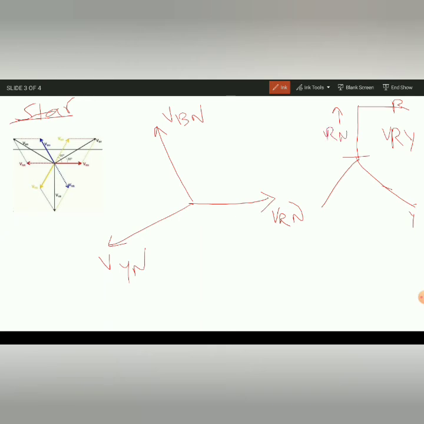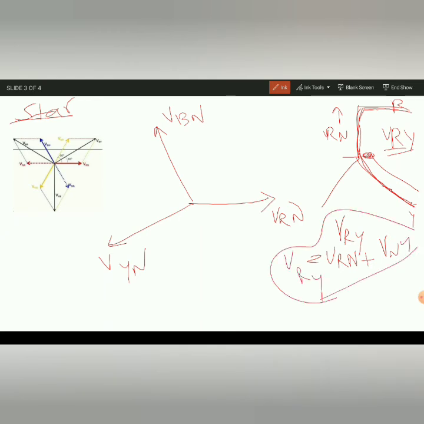And see here, what is Vry? This is the complete circuit, starting from R and ending at Y. So Vry is equal to Vrn plus Vny: from N, Vrn ends here, then from here it starts, so Ny, not Yn. So we have Vry equal to Vrn plus Vny. Here we have Vrn and here we have Vyn, but actually it should be Vny. This Yn should be changed to Ny, so you simply draw it in the opposite direction, then it becomes Vny.